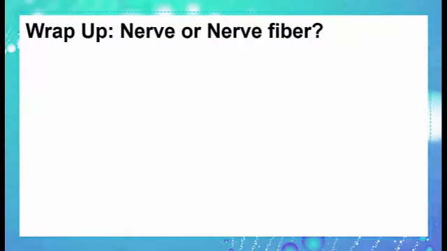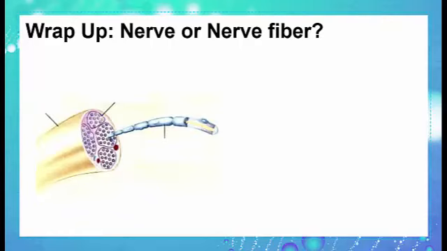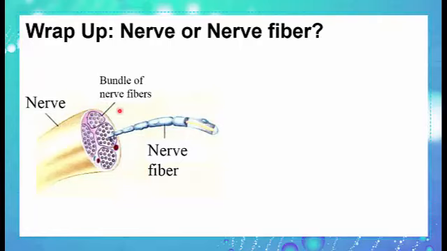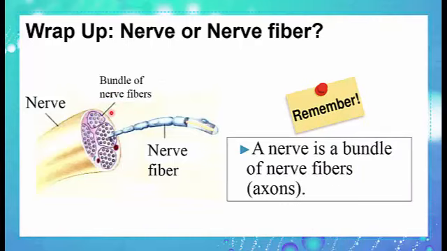Let's remember the difference between nerve and nerve fiber. Observe this figure. This is a nerve. All of this is a nerve. This is a nerve fiber. So a nerve fiber is a part of a nerve, or a nerve is a group of nerve fibers. This is a bundle or a group of nerve fibers. So a nerve is a bundle of nerve fibers, or a bundle of axons.